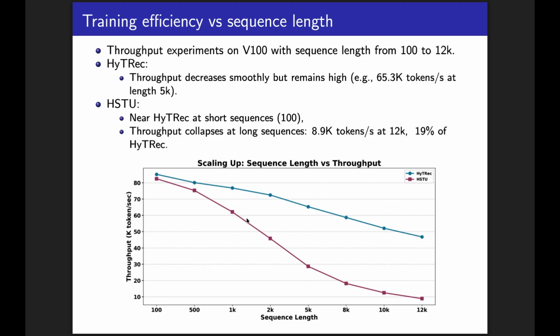Instead, with HyTRec, the drop is much more linear. Yes, we have a drop, but it goes much slower than the baseline. That means that we can push the sequence length a bit more to higher values while still keeping the same kind of accuracy as we saw from the previous metrics.